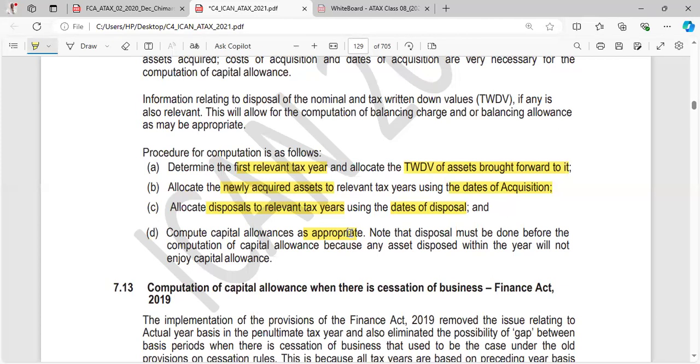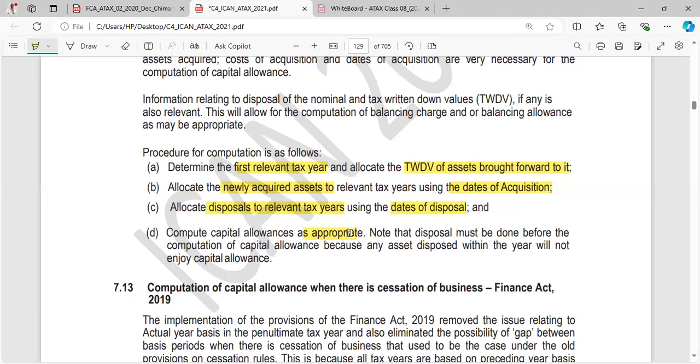Now, any assets you acquire within the year of assessment, you bring them in using the date of acquisition of such assets. So you will now calculate your initial allowance on them. Then you calculate your annual allowance on them separately because you're going to prorate them since they did not stay up to 12 months. But those ones that were existing, you will do them for the full 12 months.